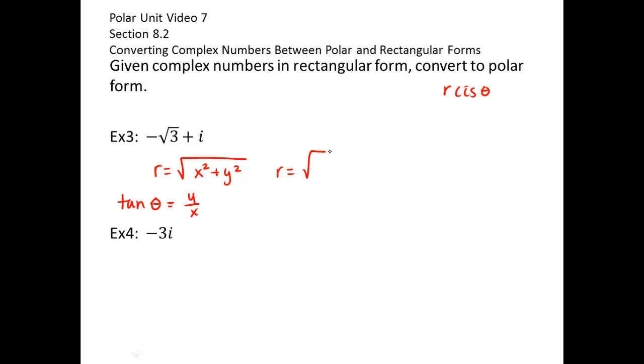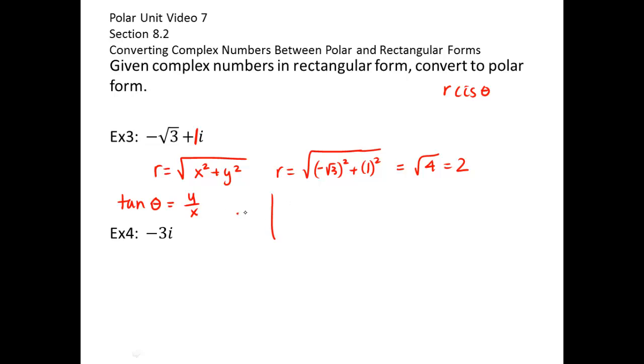So r equals the square root of negative root 3 squared plus, well, what's the y value? The y value is a 1, so 1 squared. So this turns out to be the square root of 4, or 2. So I'm halfway done with r cis theta. Now I just have to find my theta value.